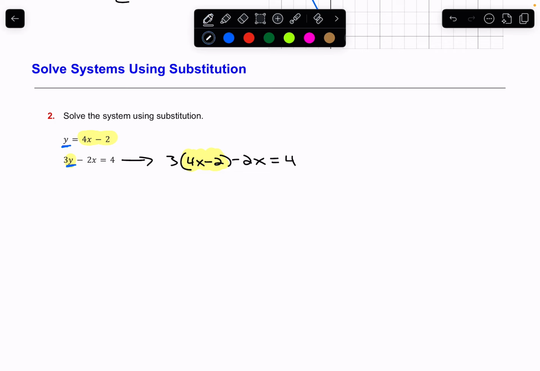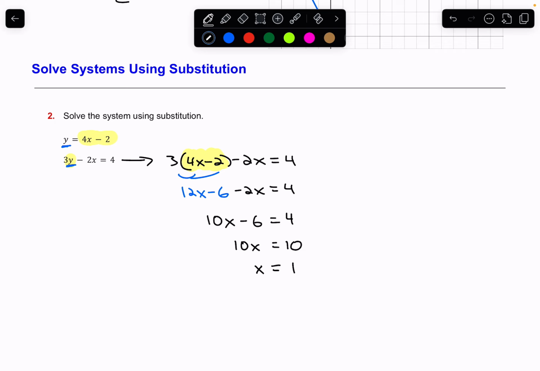All right, now solving is pretty easy. We're going to distribute the 3. When we do that, we get 12x minus 6, and we still have a negative 2x and a 4 on the other side. If we combine like terms, 12x minus 2x is 10x, so we have 10x minus 6 equals 4. Add 6 to both sides, and we get 10x equals 10. Divide by 10, and we get x is equal to 1. This is half of the answer, okay?